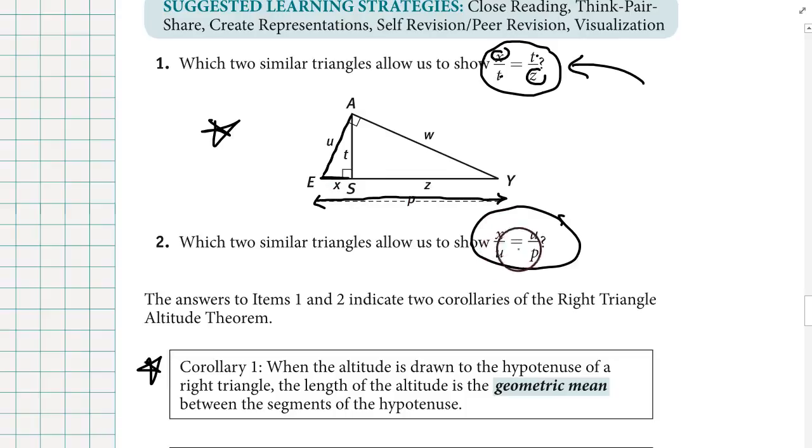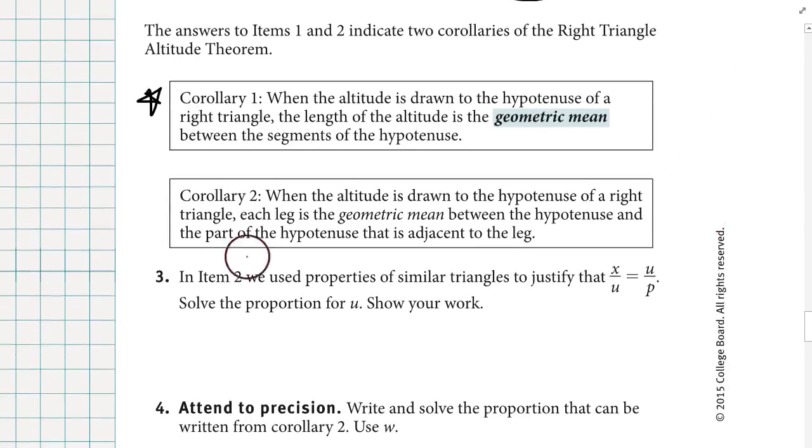Think about what these four things are. We're saying that x, the short piece of the hypotenuse, is to the short leg of the original triangle as that u is to the hypotenuse of the original triangle. That's shown here in corollary 2. When an altitude is drawn to the hypotenuse of a right triangle, each leg is the geometric mean between the hypotenuse and the part of the hypotenuse adjacent to the leg.